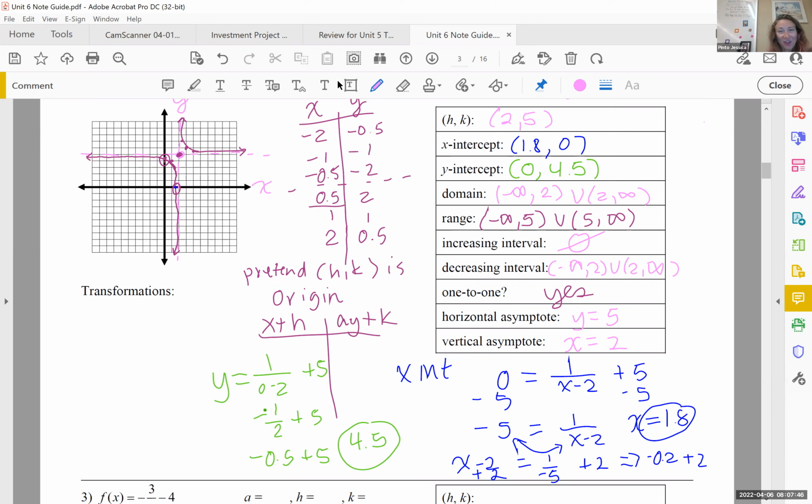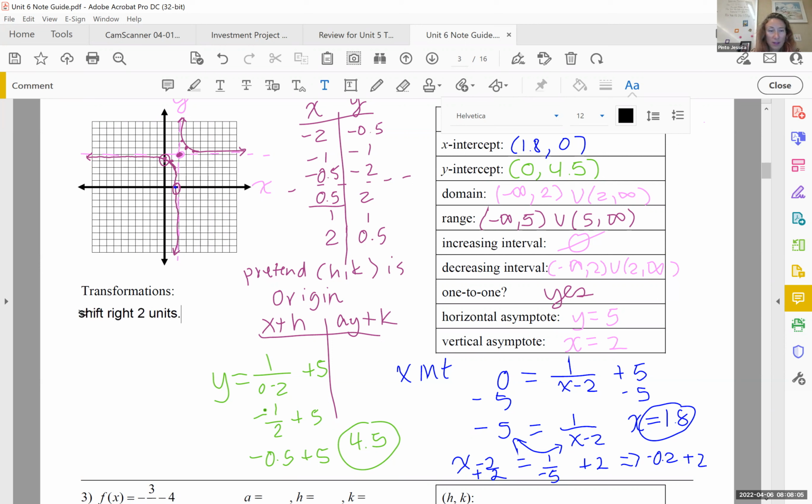Finally, for the transformations. Okay, can I type in here? I'm going to describe A, no change. I'm going to describe H. H was 2, and that was 2 units to the right. So shift right 2 units. I'm going to describe K. K was positive 5, and that's up 5. So shift up 5 units. The end.